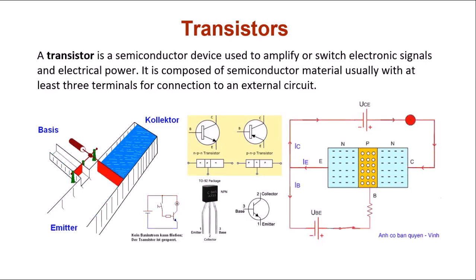Okay, and that biasing technique is common base connection, common emitter connection, and common collector connection. In common base connection, the base is common for emitter and collector. In common emitter connection, emitter is common for base and collector. In common collector connection, collector is common for base and emitter.